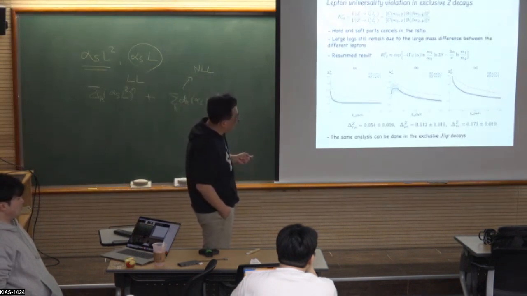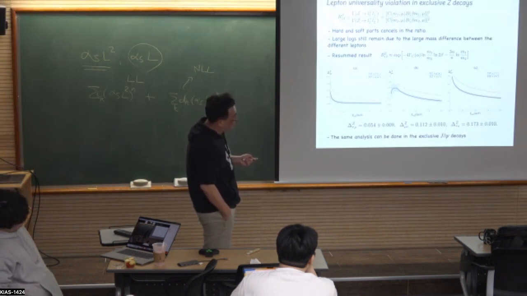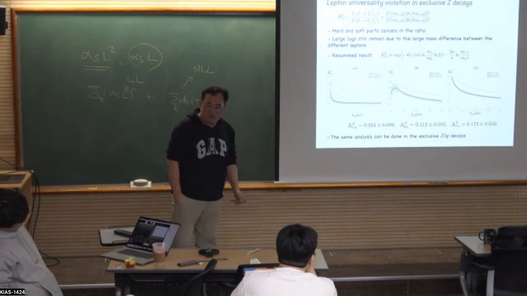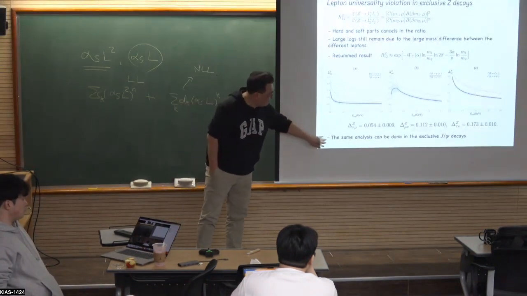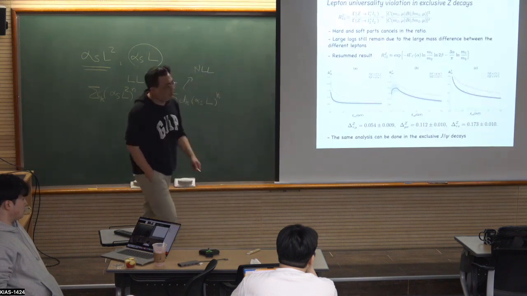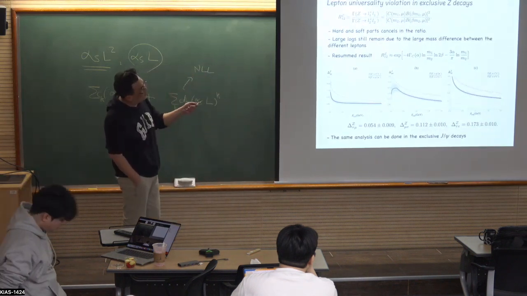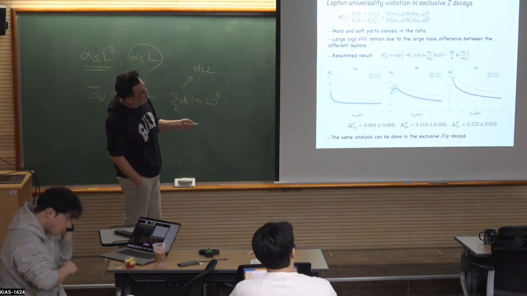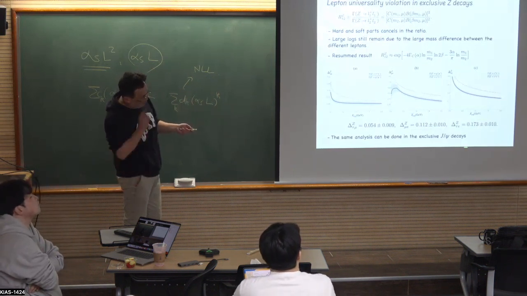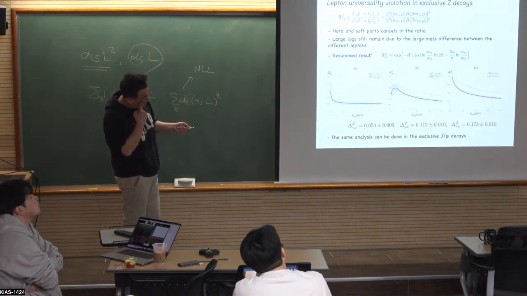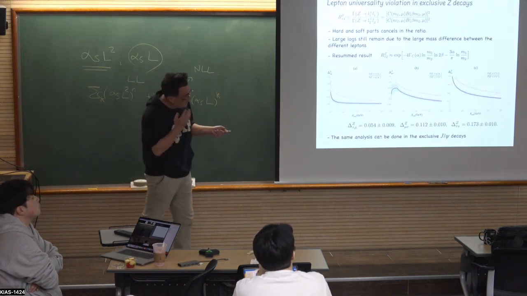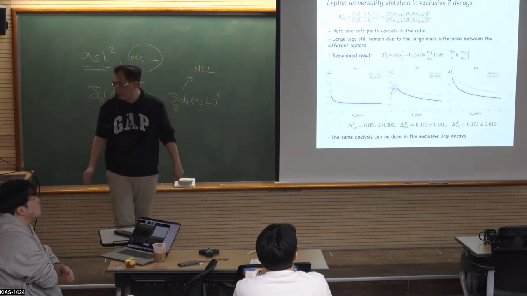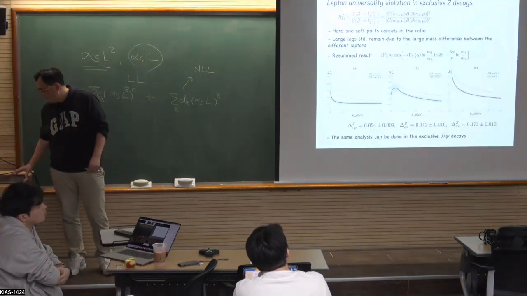the same analysis can be performed in the exclusive J-psi decay. Actually, for a spectral version, we can consider the same effect. Maybe the size would be somewhat smaller because the mass here can be replaced with the J-psi mass, but we can still observe a sizable effect for the lepton violation.